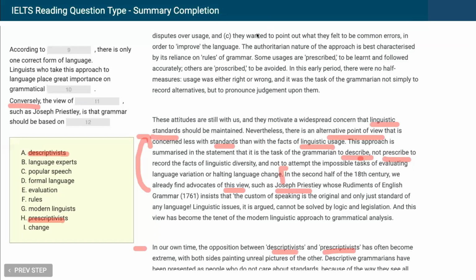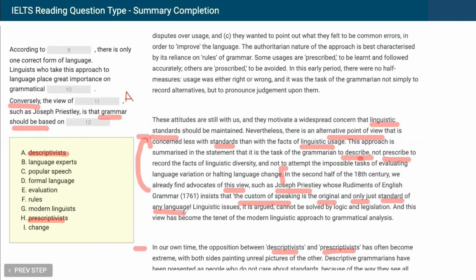All right, in any case, we can rest assured that 11 is a descriptivist, and we have to think more again about the grammar, so let's continue reading because we have to see that the grammar should be based on something. So let's continue. Back to Joseph Priestley, whose Rudiments of English Grammar insist that the custom of speaking is the original and only just standard of any language.